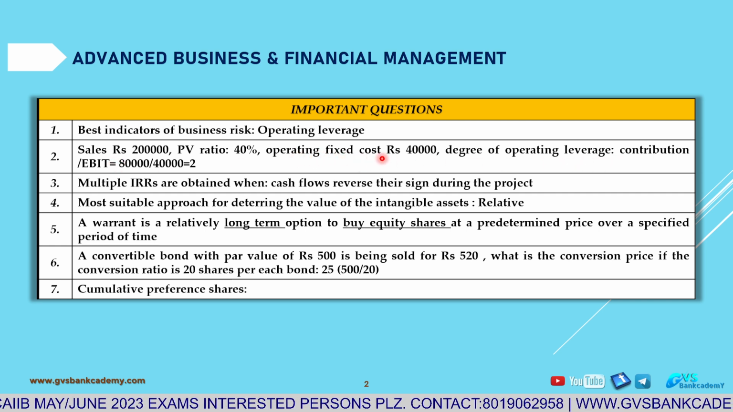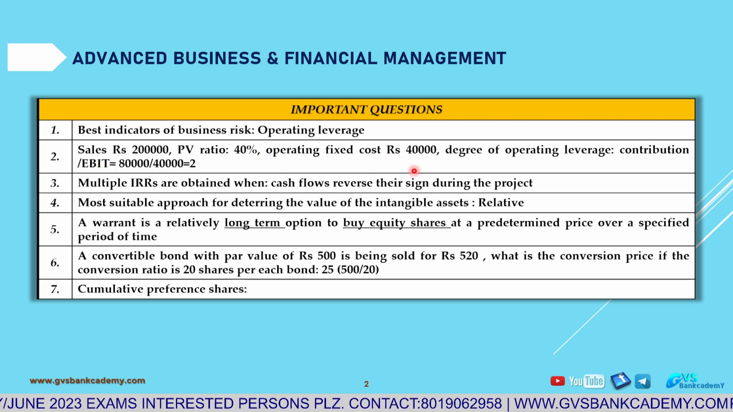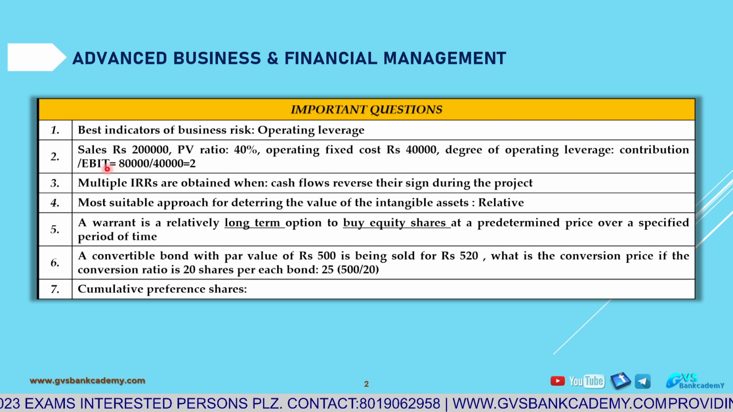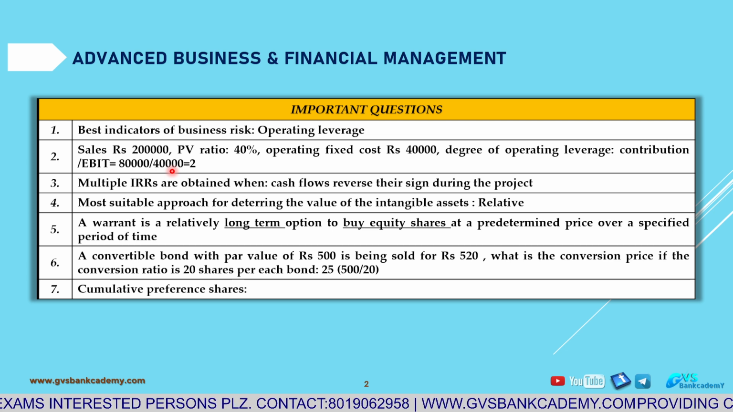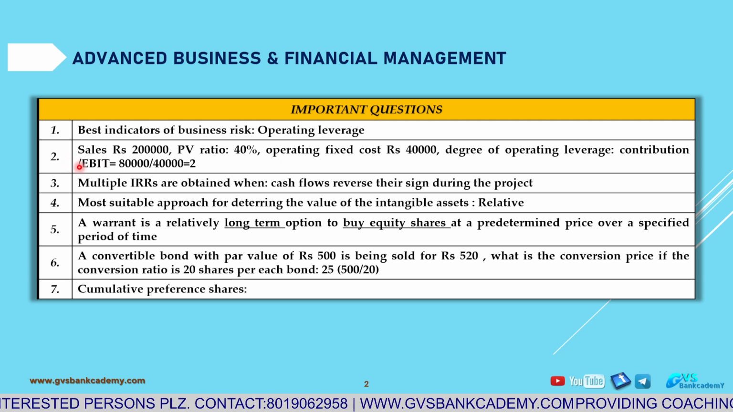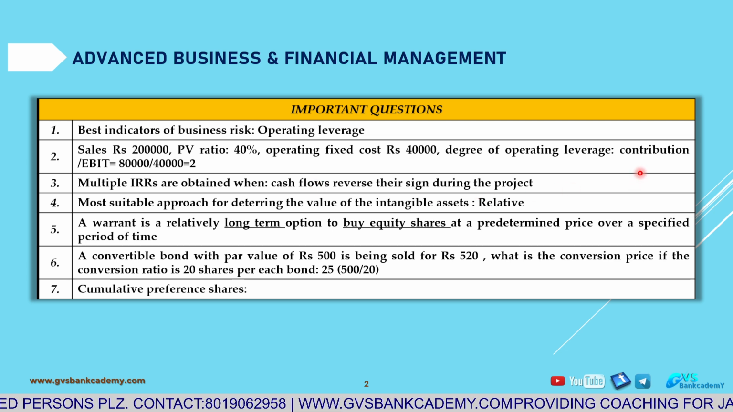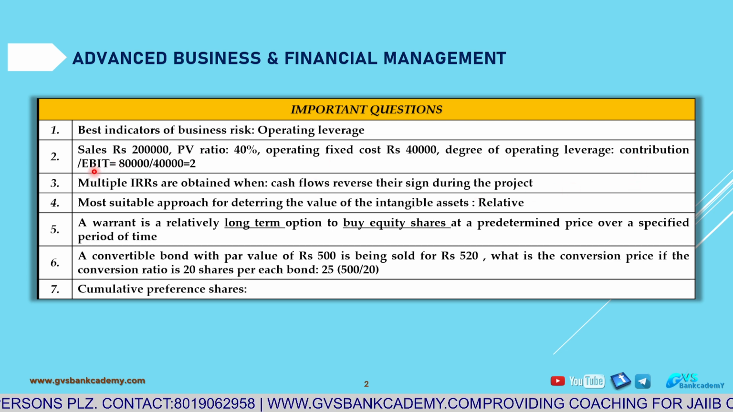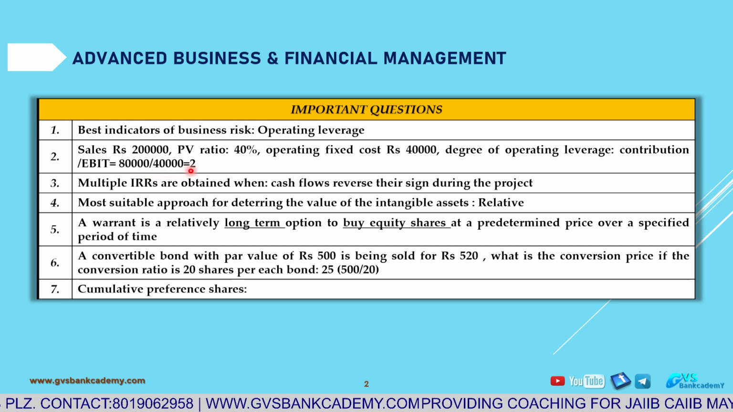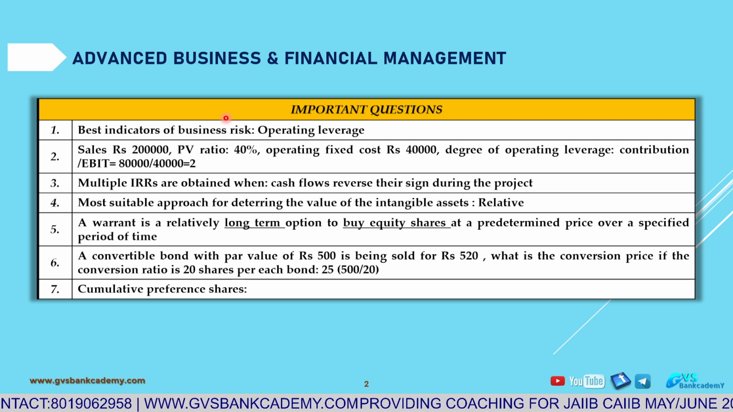And operating fixed cost 40,000. So contribution 80,000 minus operating fixed cost 40,000, you will get EBIT 40,000. So what is the operating leverage? Contribution by EBIT. So 80,000 by 40,000, operating leverage is 2. This can be best described as business risk.